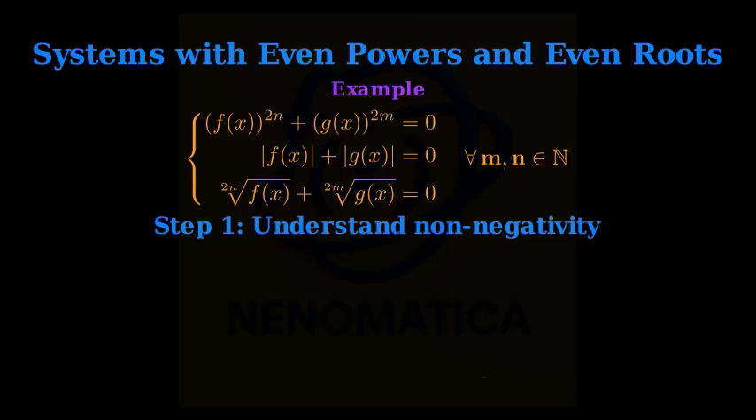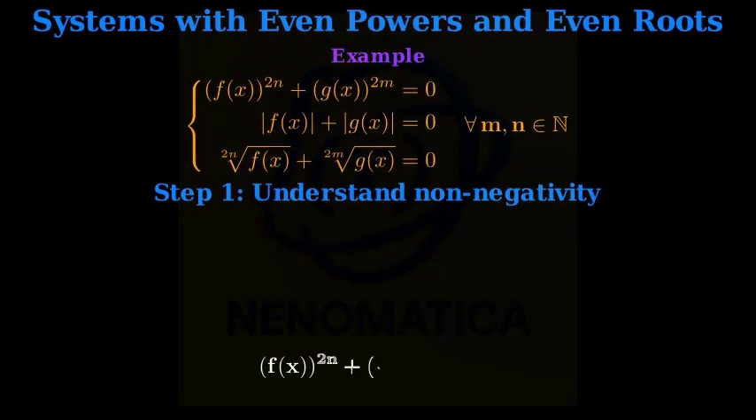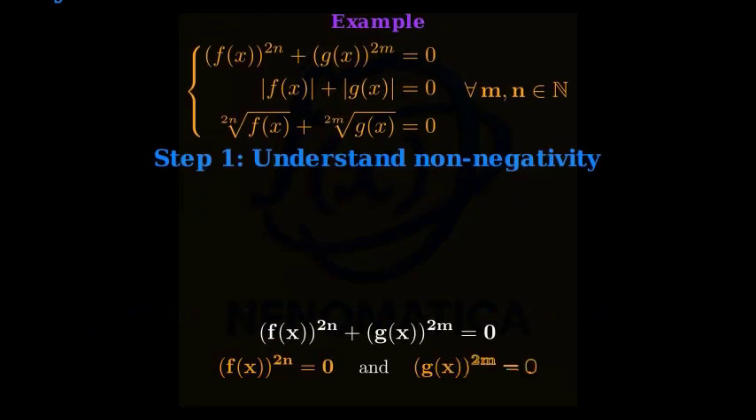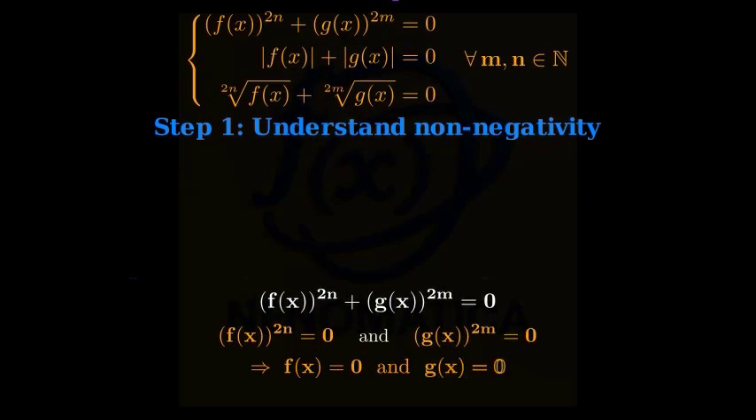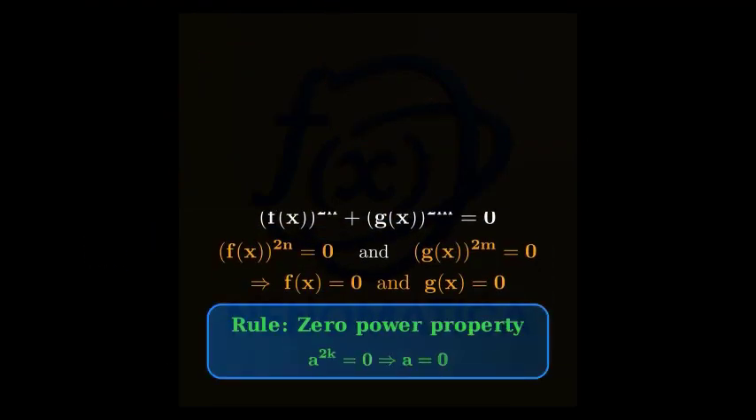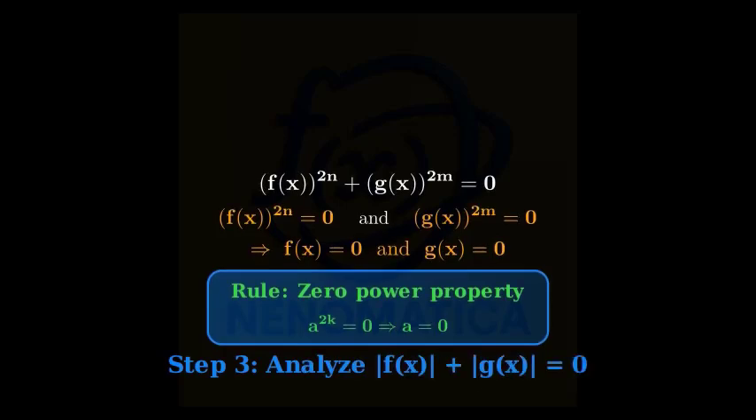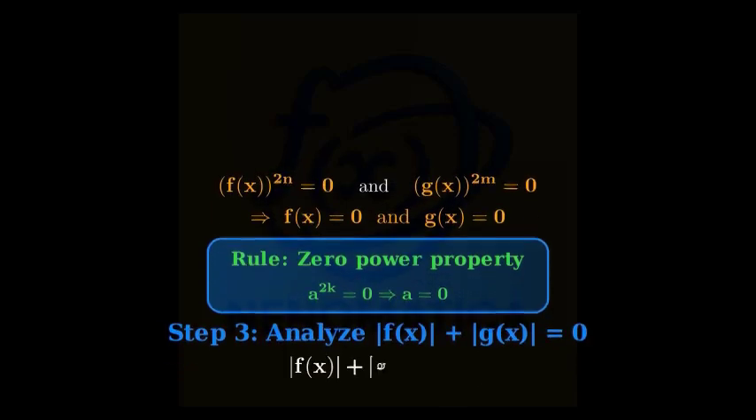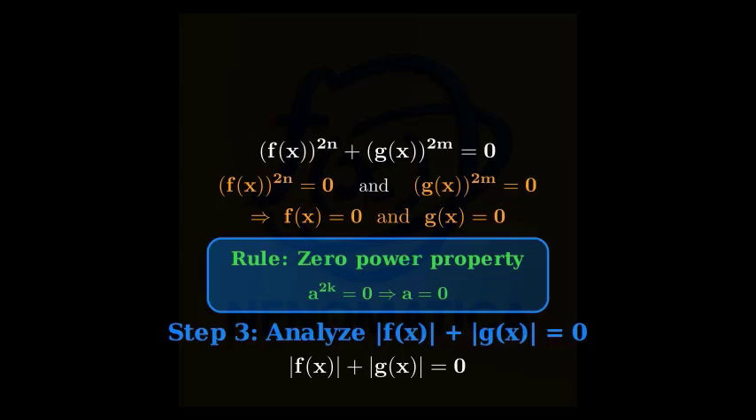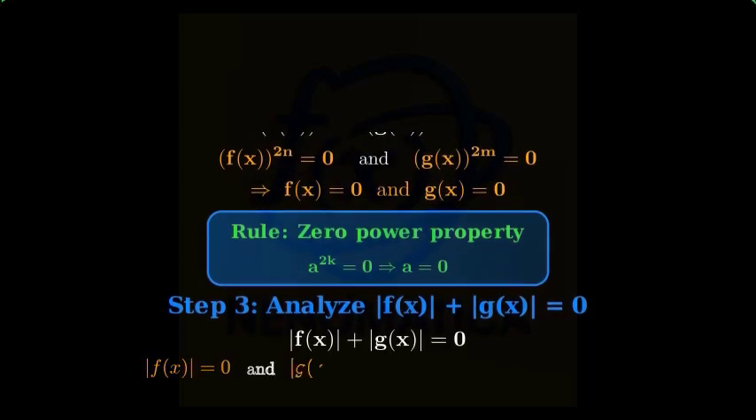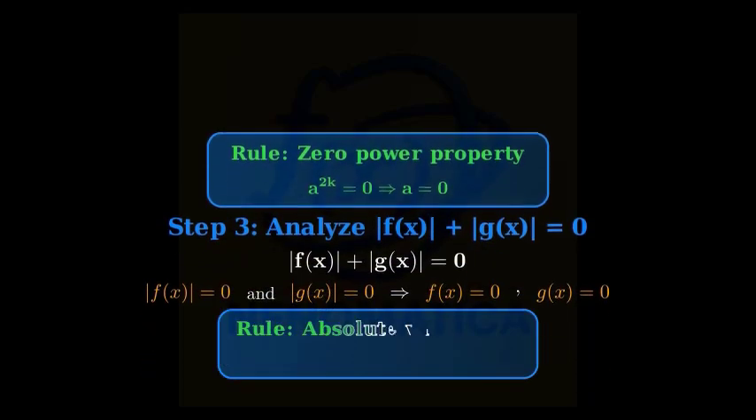Step 2. Analyze the first equation. Because each addend is non-negative, the sum equals 0 only if each term equals 0. So f of x equals 0, and g of x equals 0. Step 3. Analyze the absolute value equation. A sum of two absolute values is 0 only when both are 0. Thus f of x equals 0, and g of x equals 0 again.